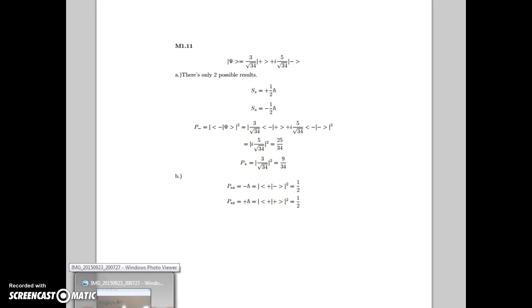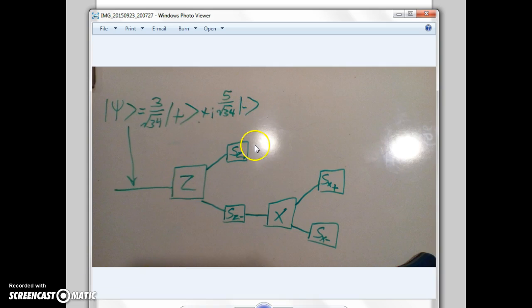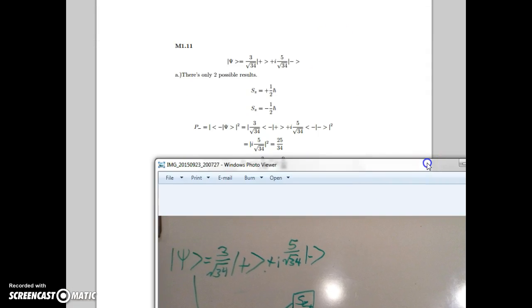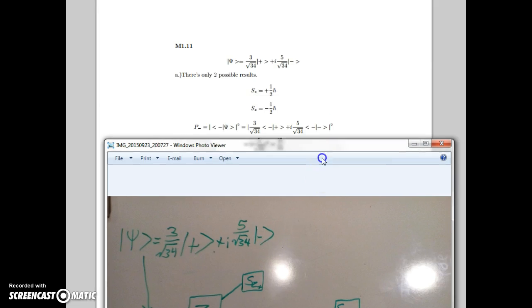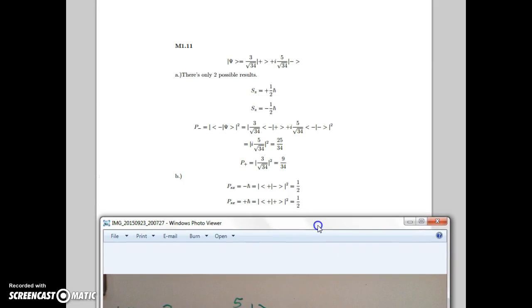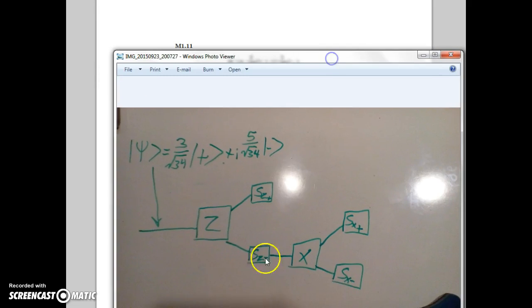And then part C asks for a schematic diagram. So here's the schematic diagram. Up here is the input function, and as it passes through the Sz, we get 9 over 34 going up to the Sz plus, and then 25 over 34 are going down to the Sz minus.